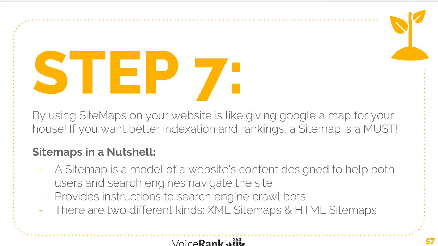If you want better indexation and rankings, a sitemap is a must. Sitemap in a nutshell. A sitemap is a model of a website content designed to help both users and search engines navigate the site. It provides instructions to search engine crawlbots on where and what is located on your server. And there are two different kinds of sitemaps. One is XML sitemaps, that is mostly used by bots, by crawlbots, and HTML sitemaps, that is mostly used for giving users a better overview and a better navigation to your website.